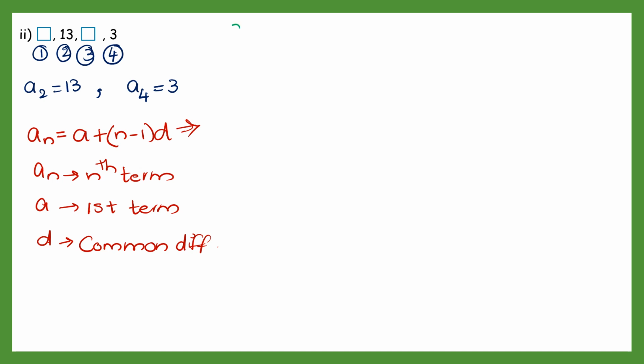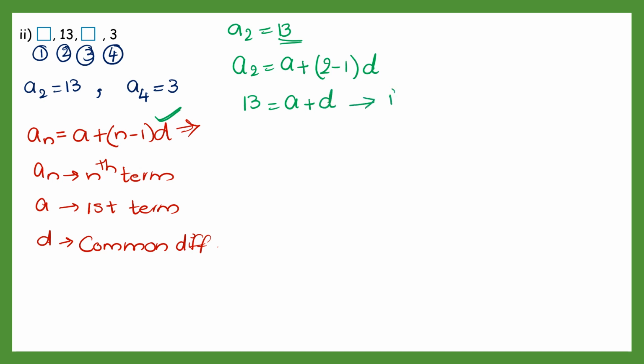They have given the second term as 13. Now let's use this formula. According to this formula, A2 is equal to what? A plus 2 minus 1 into the common difference, we don't know, so write as it is. A2 we already know as 13. 13 is equal to A plus 2 minus 1 is 1, 1 into D is D. So we got one equation here. First equation, A plus D is equal to 13.